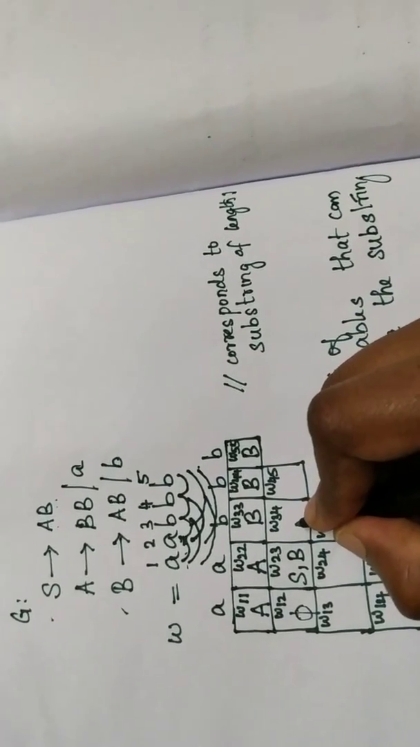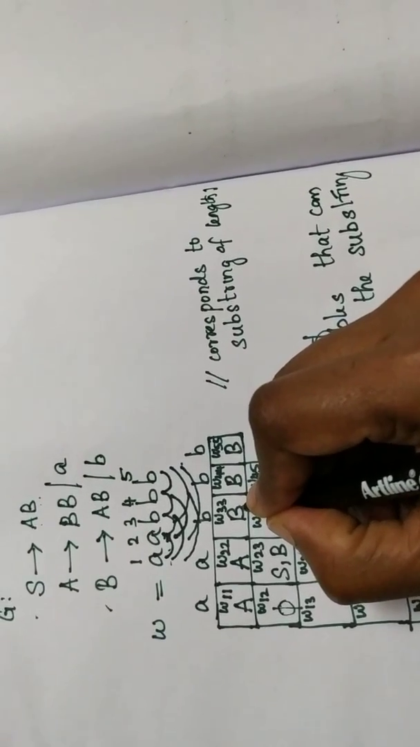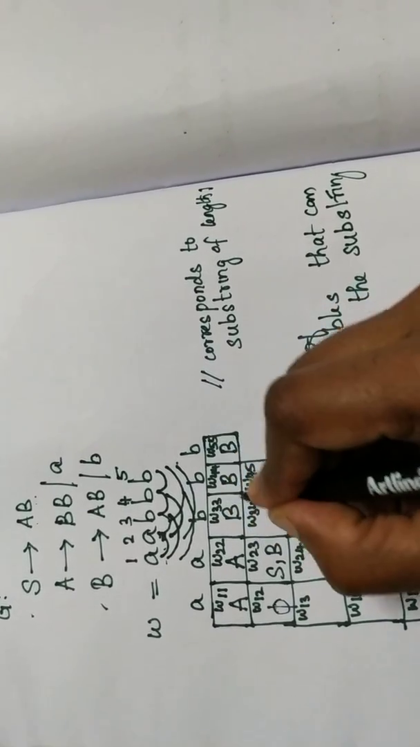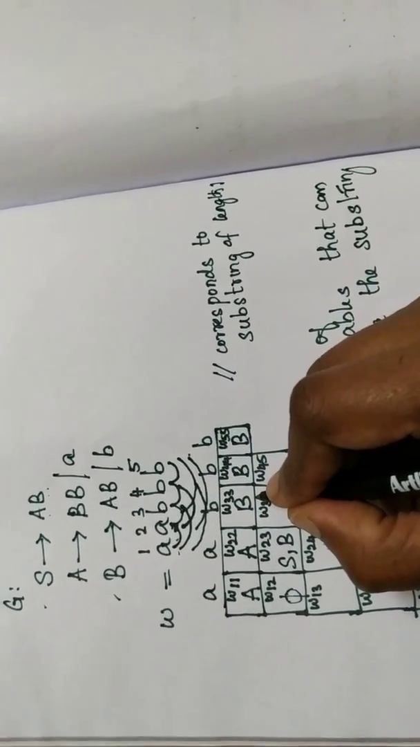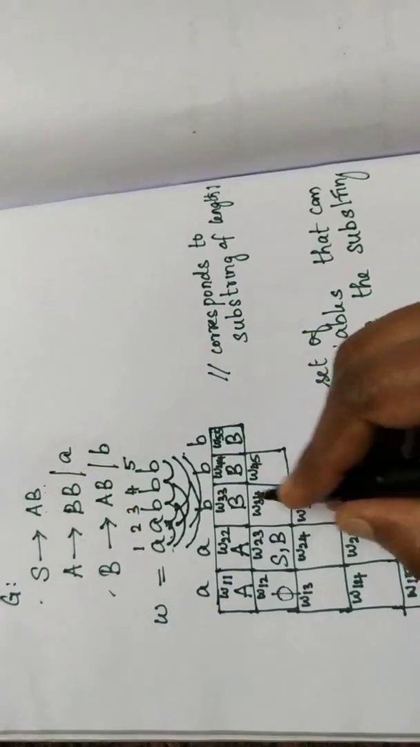Now coming to the next cell, similarly 3, 4. It means that the substring is BB, from 3 to 4. We can see from the grammar that BB can be derived by variable A.